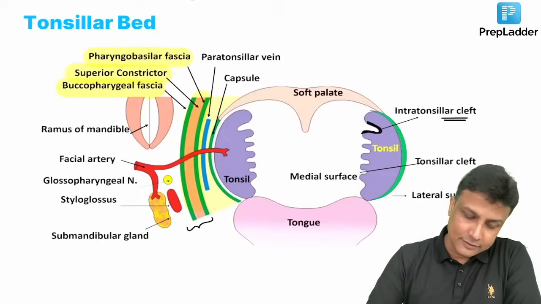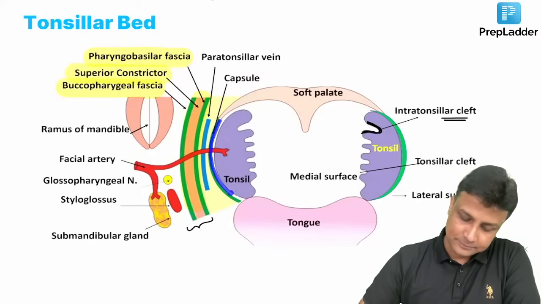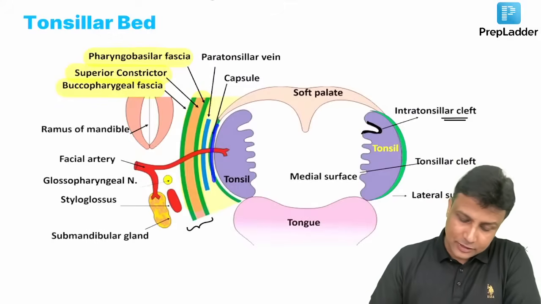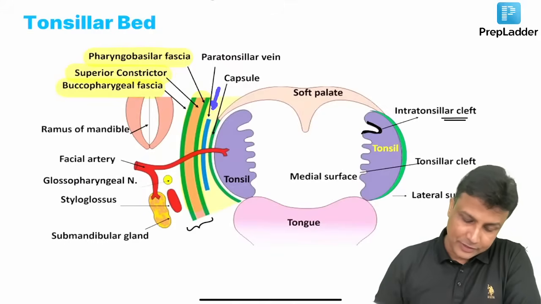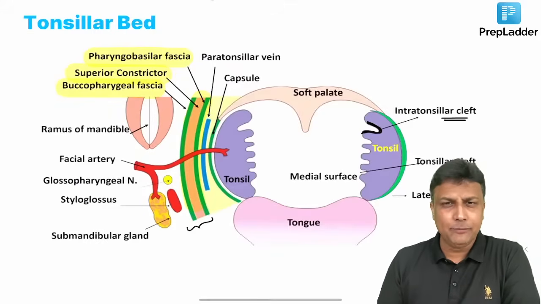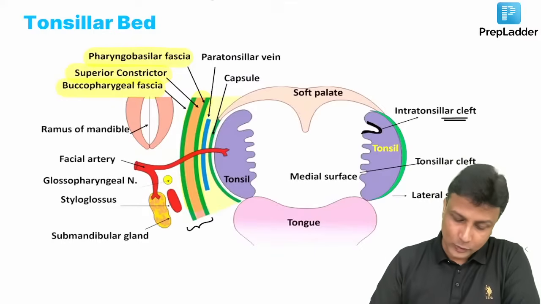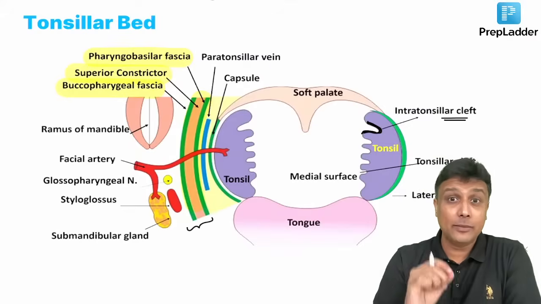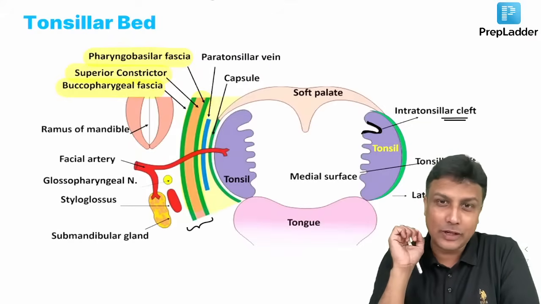Of course, the tonsil will be covered by a capsule here. That is the capsule on the outer side. Now between this capsule and this tonsillar bed, you'll be able to find a fascia here, and that will be the peritonsillar fascia. In that, you'll be able to find the vein here. That vein will be the paratonsillar vein, guys. That is very much important.